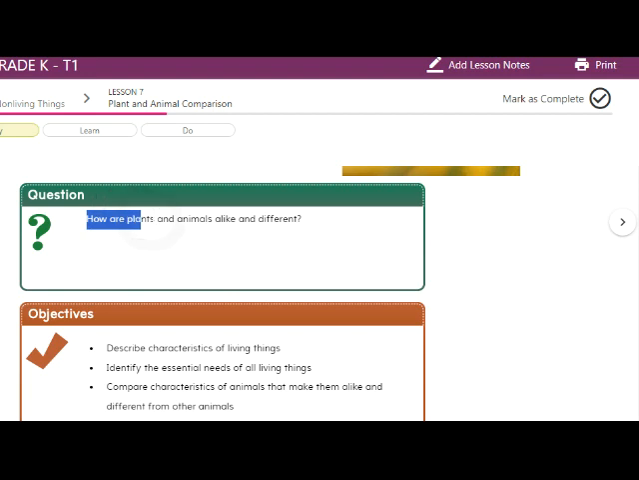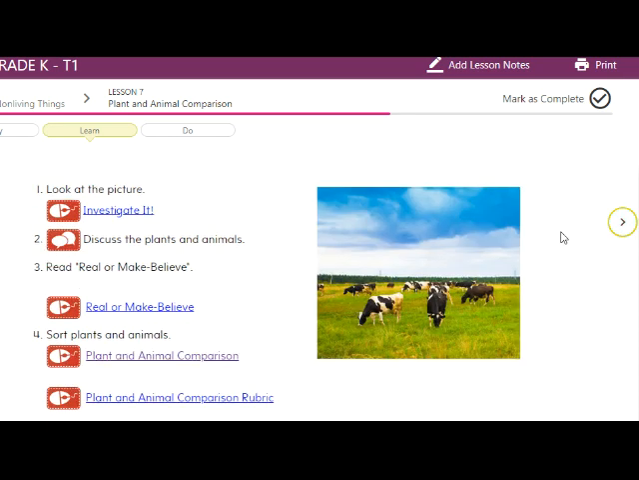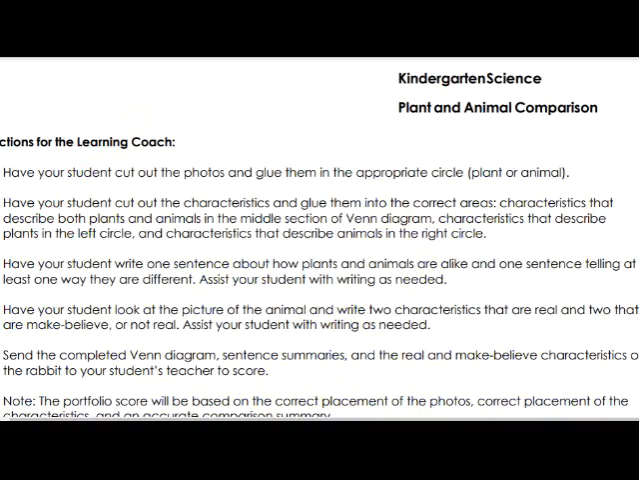The first question you are going to think about is how are plants and animals alike, that means the same, and different, not the same? Discuss this question with your parent or caretaker. When you've finished your conversation, on the next page, you'll see many other resources and links that will help you discuss plants and animals. This link will take you to the worksheet you'll be completing today. Let's look at it together.